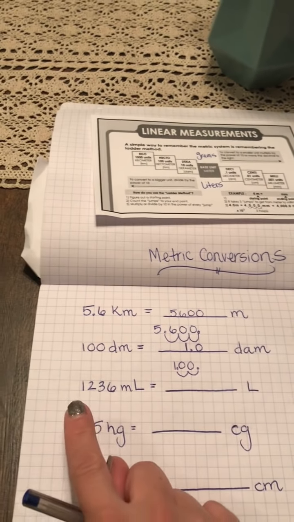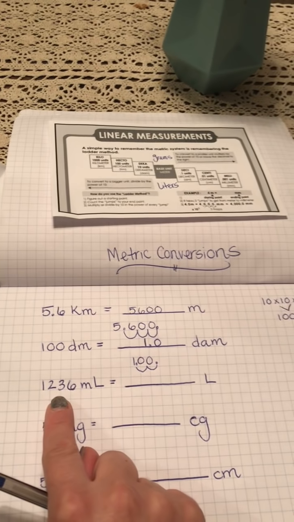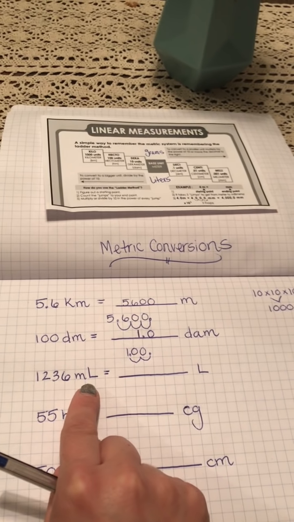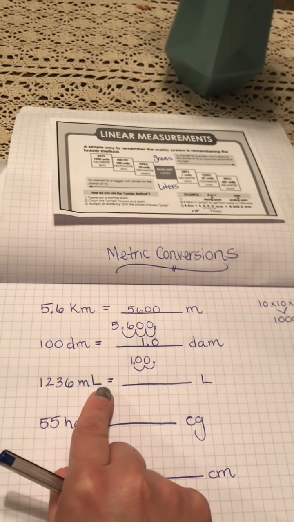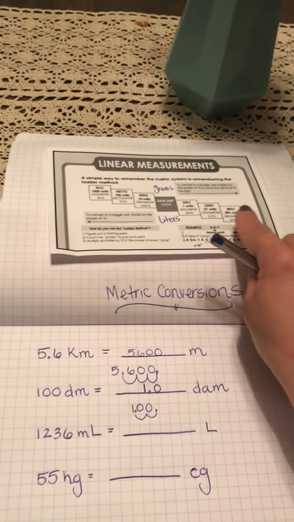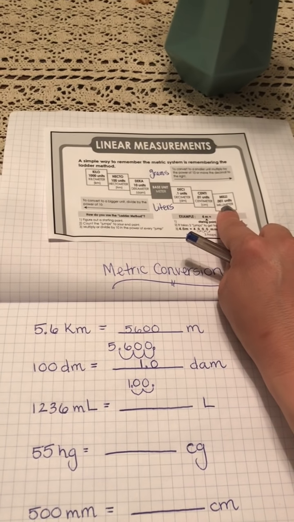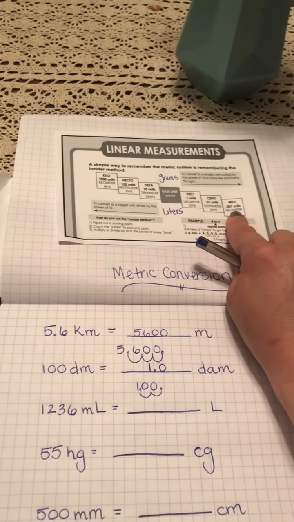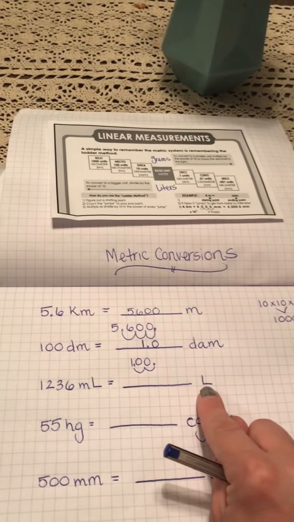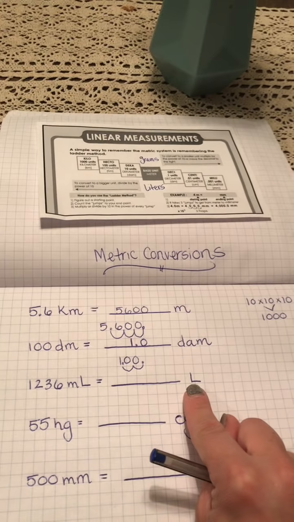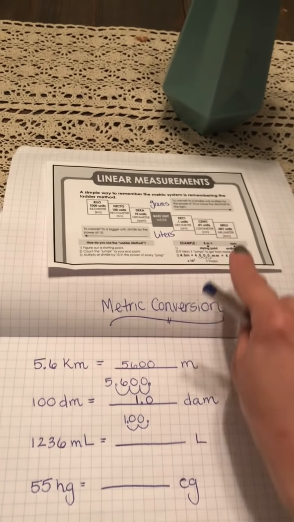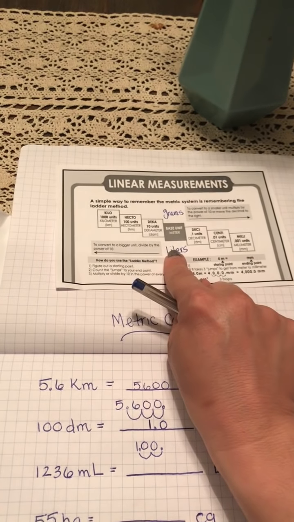Next one, I have 1,236 milliliters. Liters representing capacity, maybe little droplets of water. Milliliters. I want to see how that has a relationship to liters. Like I said before, liters would be a base measurement, so it's going to take us back to home plate.